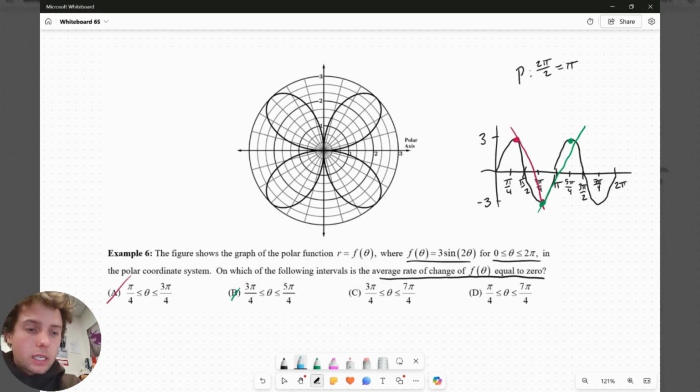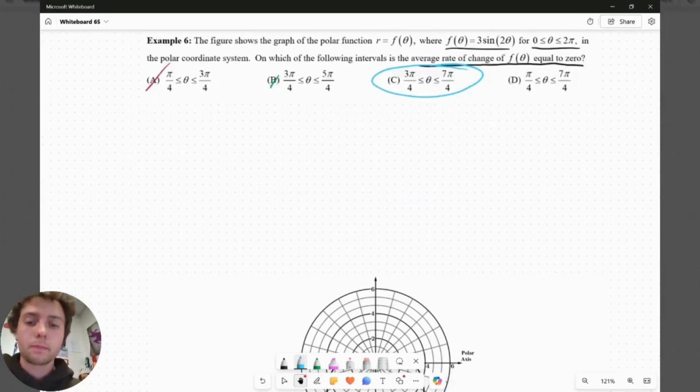I look at answer C, 3 pi fourths to 7 pi fourths. Notice when I connect those two dots, it is a flat line there. That is exactly what we want. That would be a rate of change, or an average rate of change, of 0. Pi fourths to 7 pi fourths, that one looks negative. That one would not work.